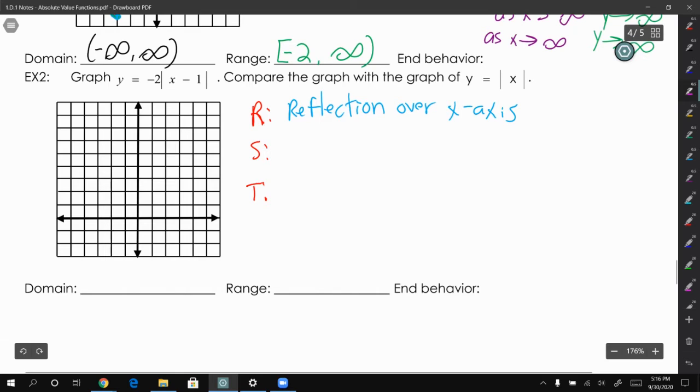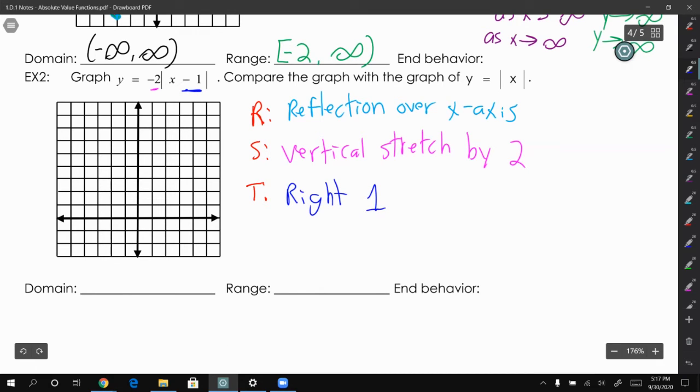Now shrink or stretch, because it's a 2 in front, it is a vertical stretch by 2. And our translation, it's minus 1 on the inside, so we're going to move right 1. There's no number on the outside, so we're not moving up or down or anything like that. So our vertex will be 1, 0.